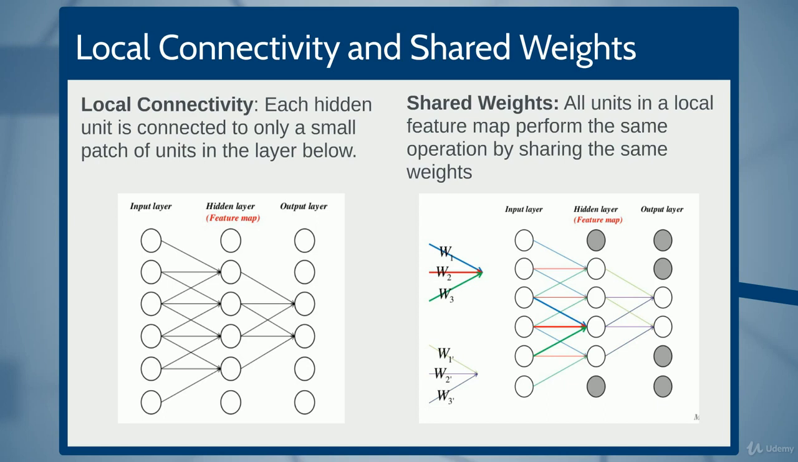So local connectivity and shared weights. Local connectivity, simply, we're not connected to every single input. We're only connected to a few of them. And then the shared weights, we're going to maintain our weights so that we can extract the same features from different parts of the image.